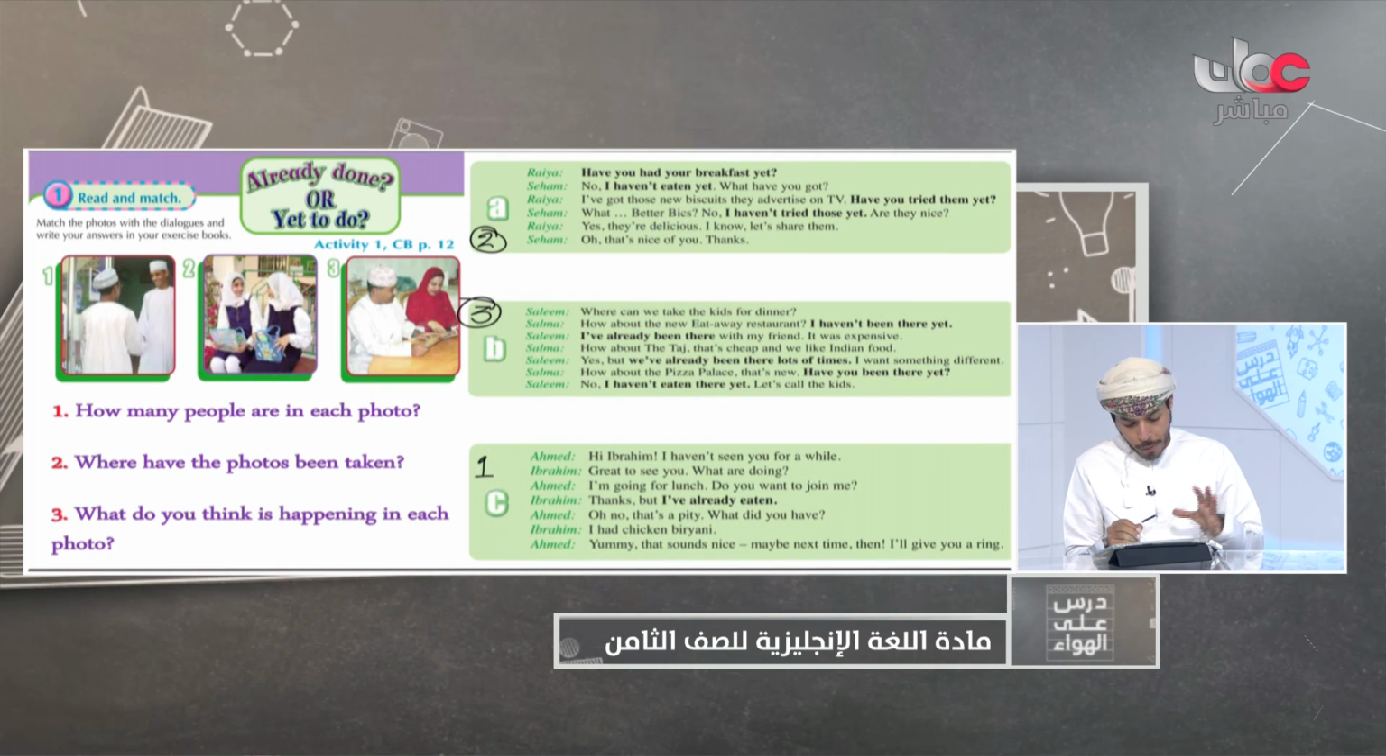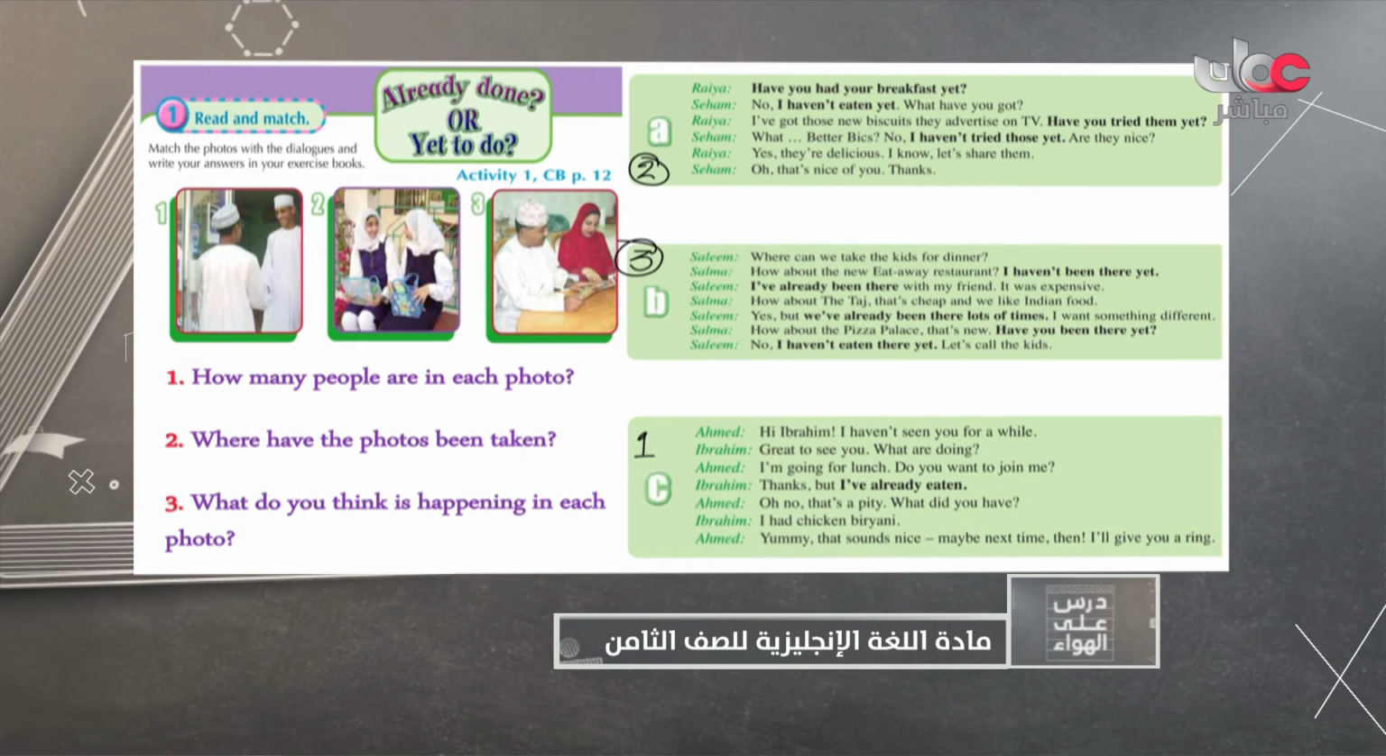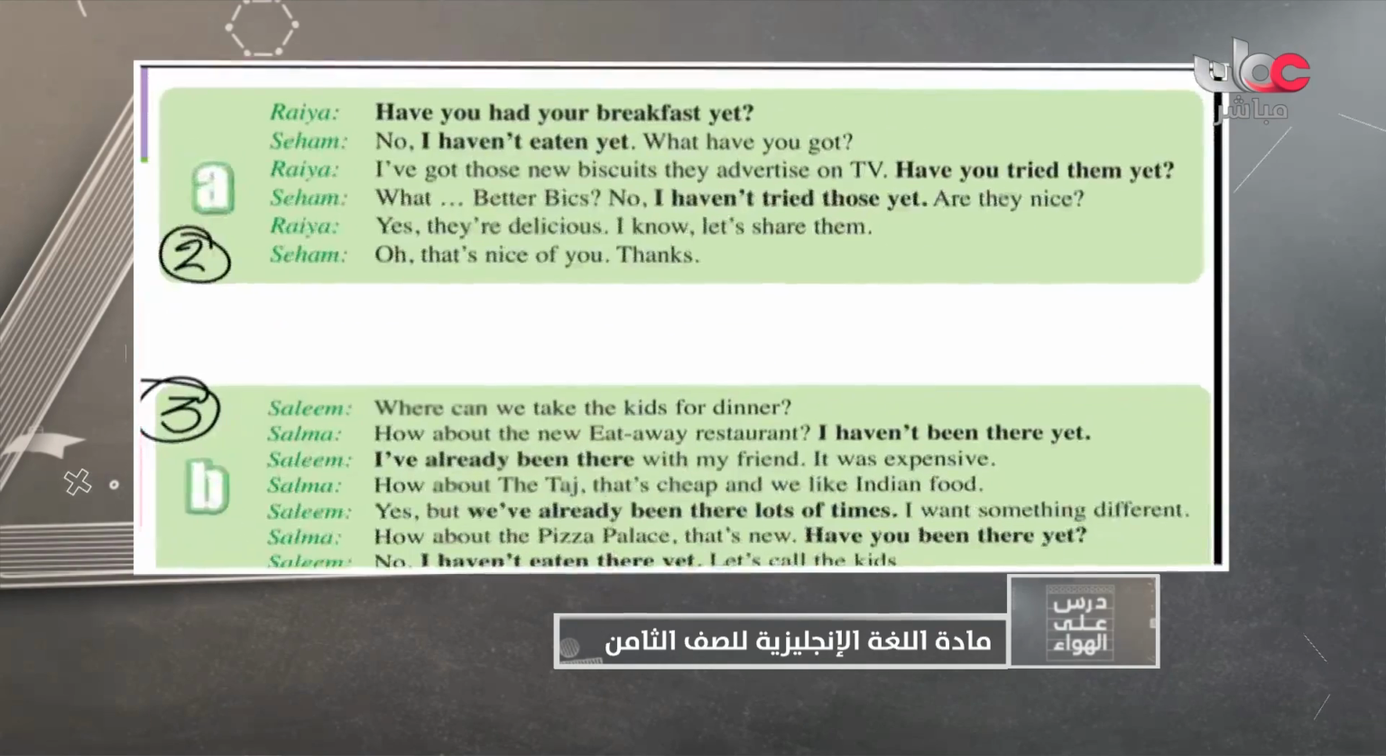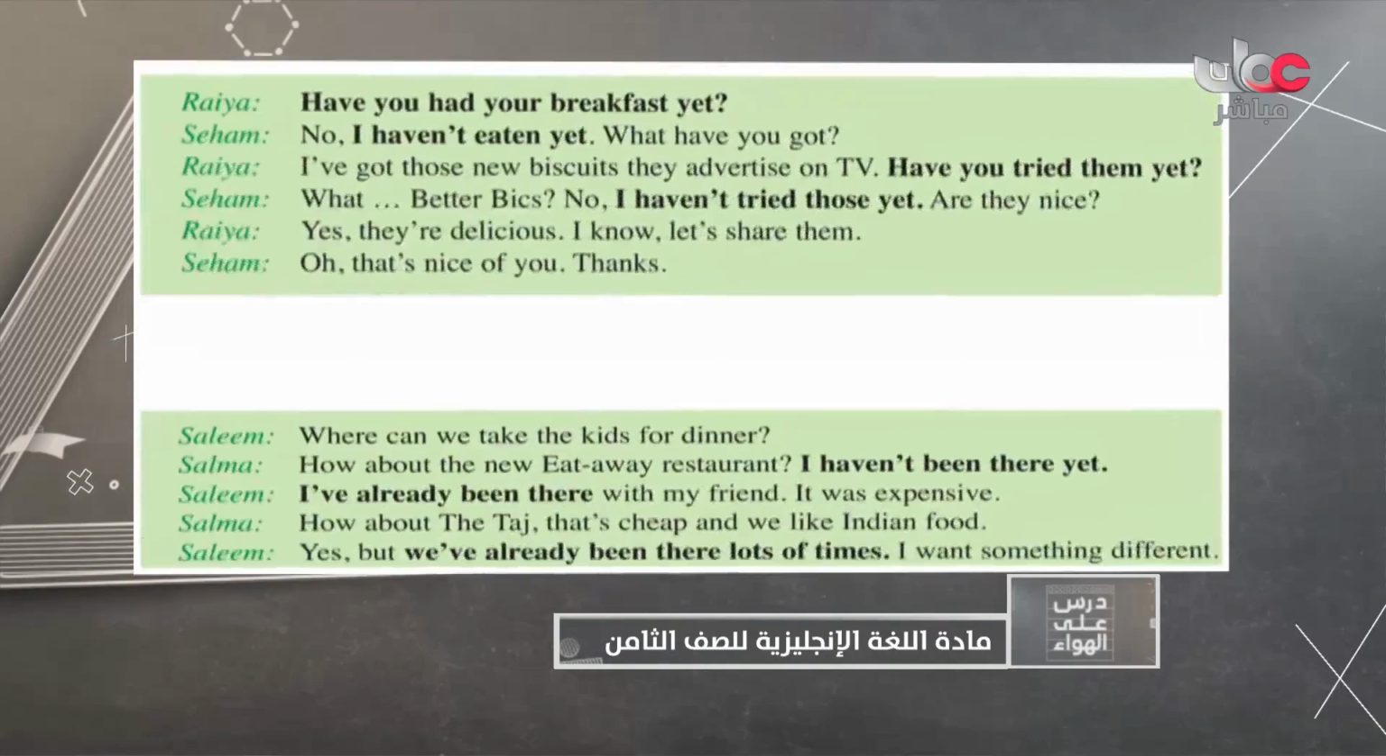So how many people are in each photo? We have 2 people in each photo. Where have the photos been taken? It can be in different places. For example, the first one maybe in the supermarket. The second one, from their uniform, they are at school. And also the last one, maybe they are at home. Good. And what do you think is happening in each photo? There is some conversation about something, and we are going to focus on some of them. Good. So now let's get started with practicing the first dialogue.